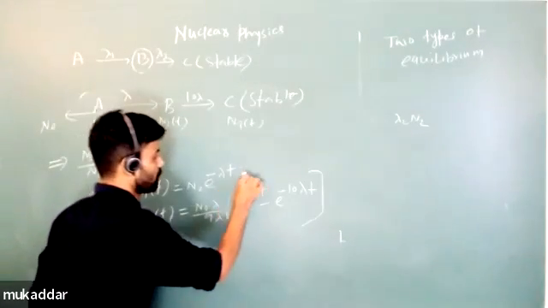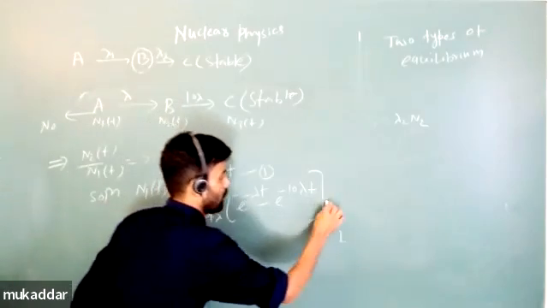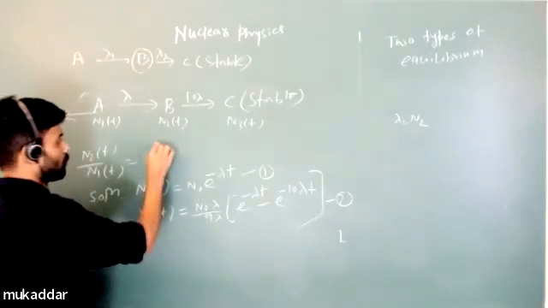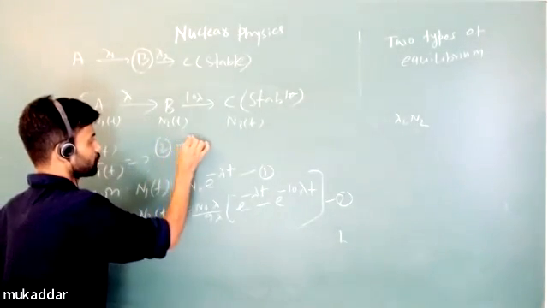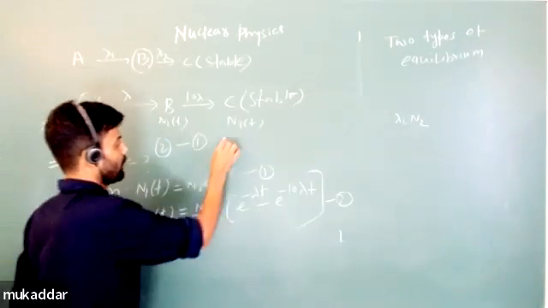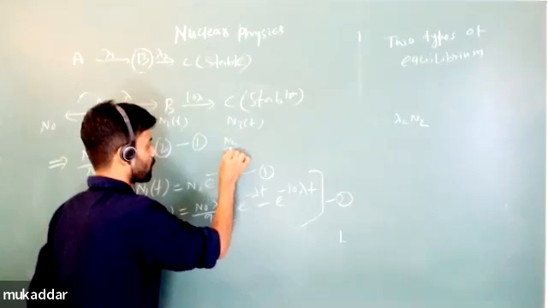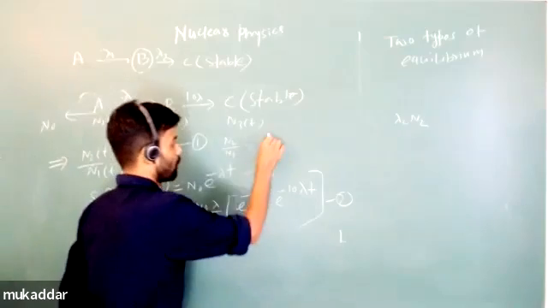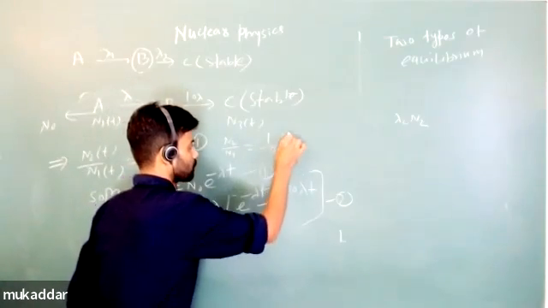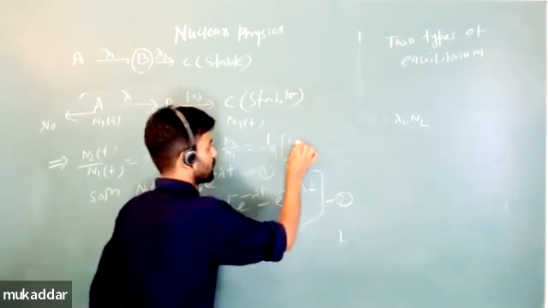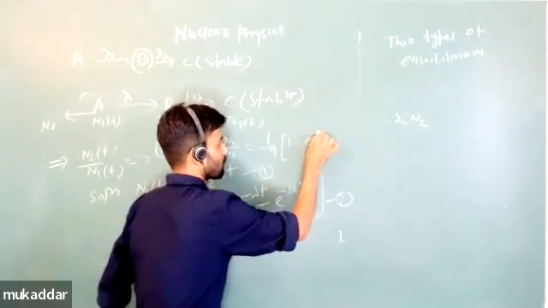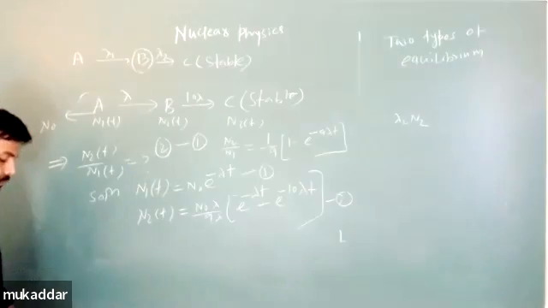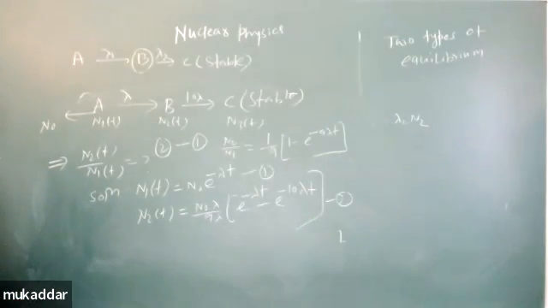So this is your first equation and this is your second equation. If you divide the second by the first, you will get n2 divided by n1, and that will be 1 by 9, then 1 minus exponential minus 9 lambda t.